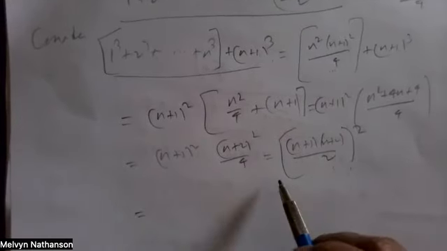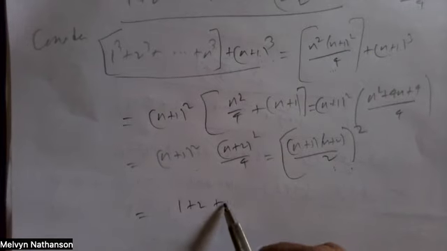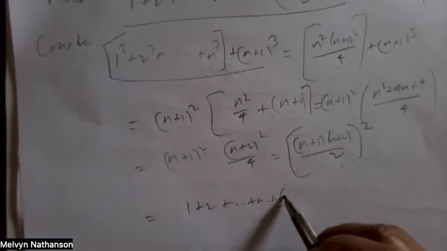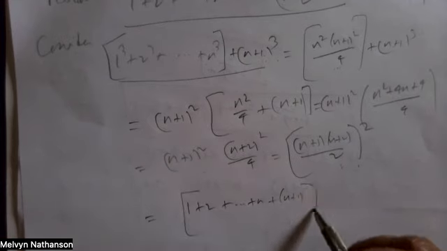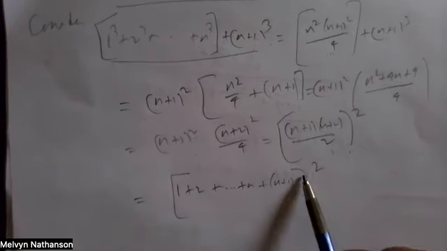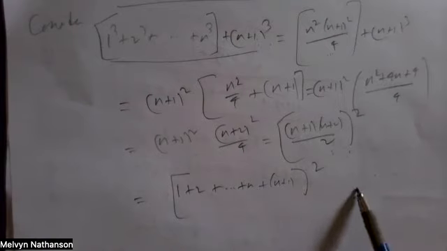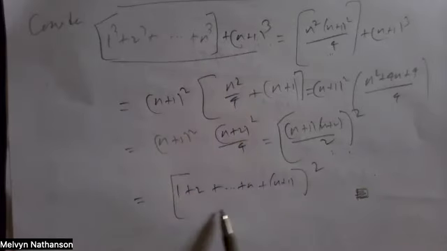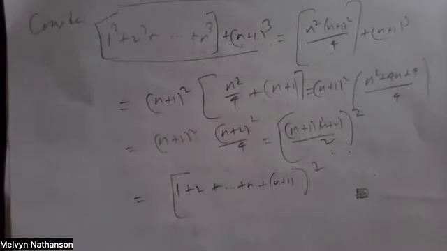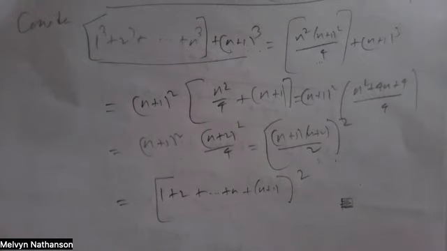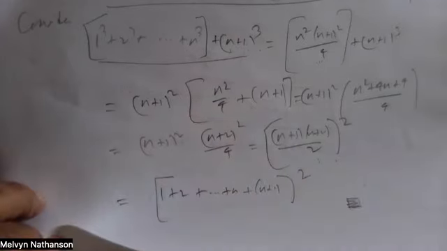But this you should recognize now as the sum of the first n plus 1 integers squared. And that's the end of the proof. The sum of the first n plus 1 cubes is this. Right? So this requires a little bit of algebraic skill, but that's what you have to develop in higher level math classes.